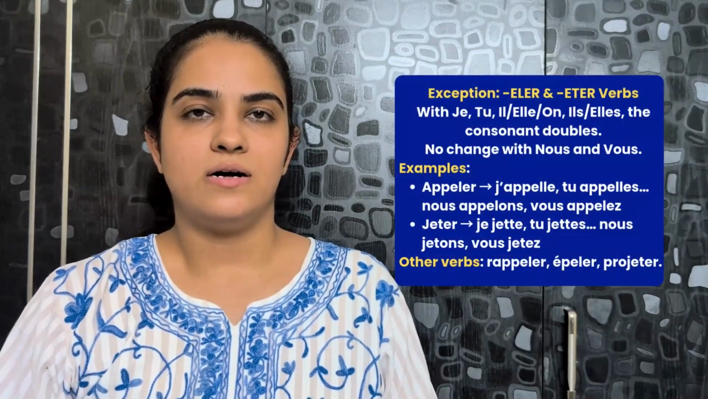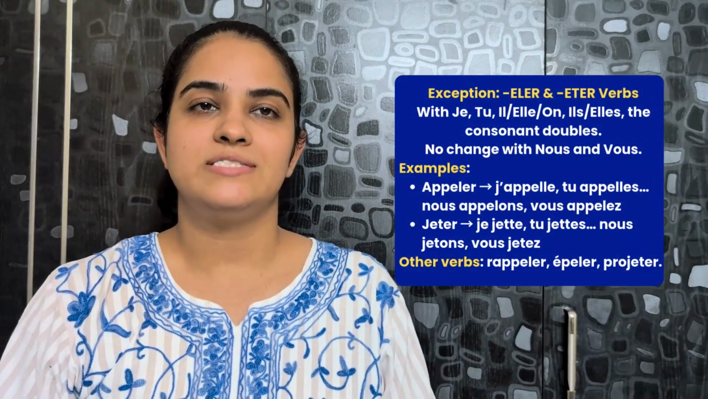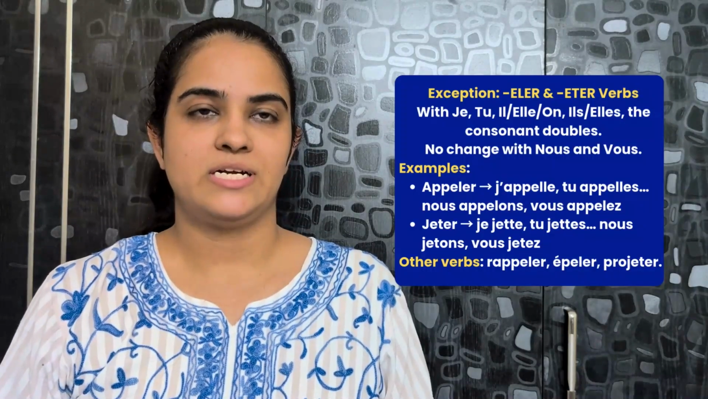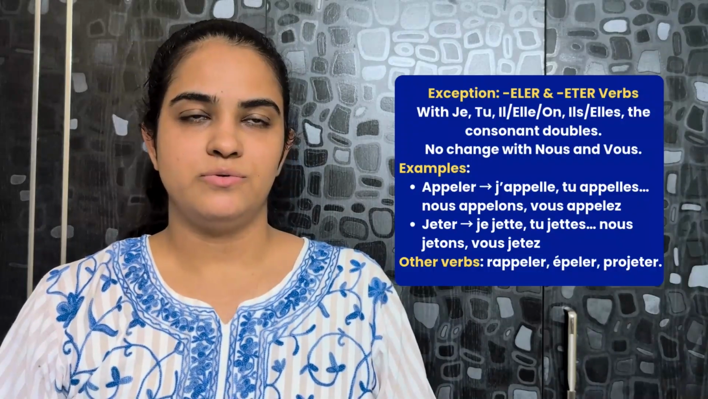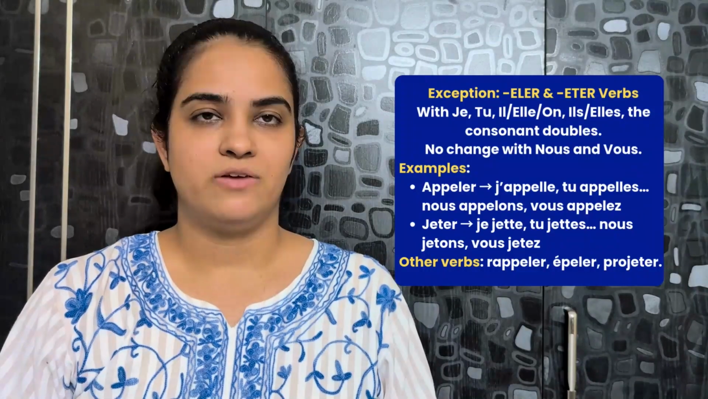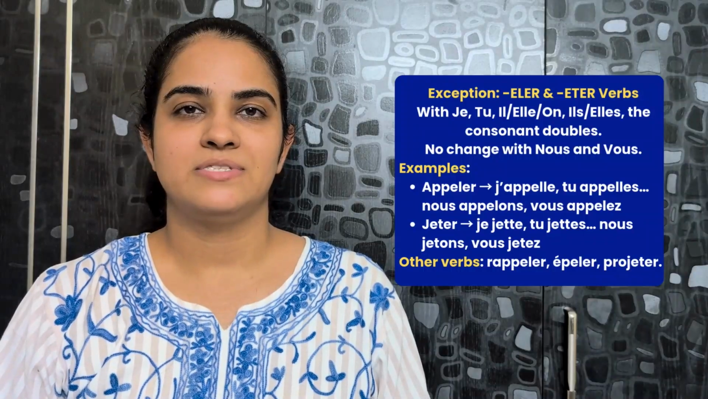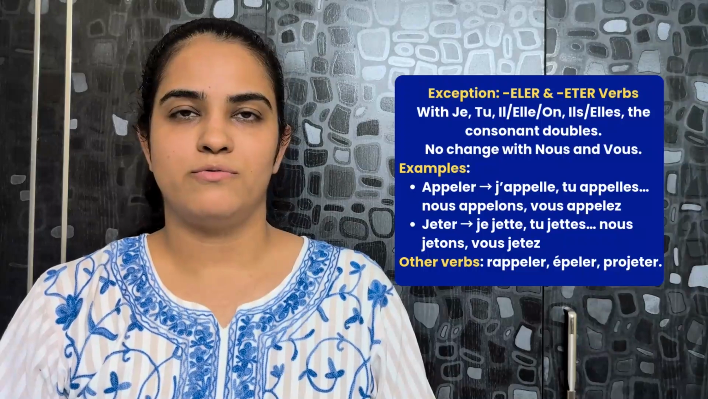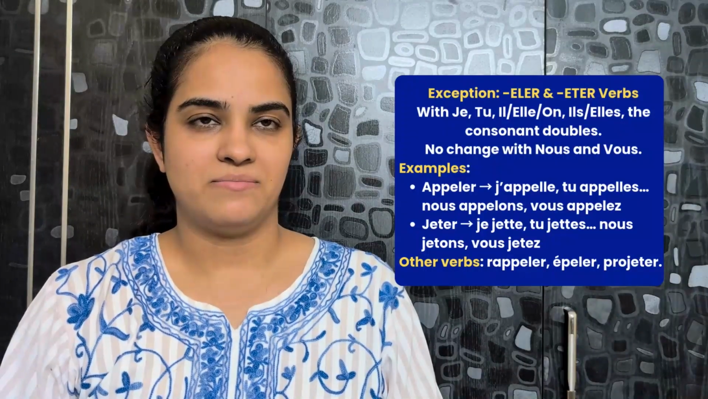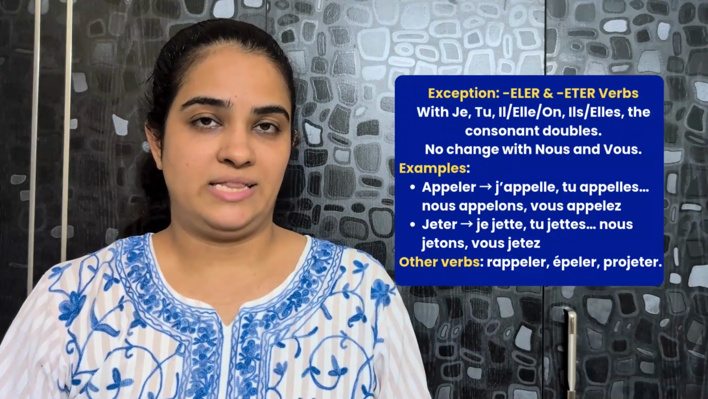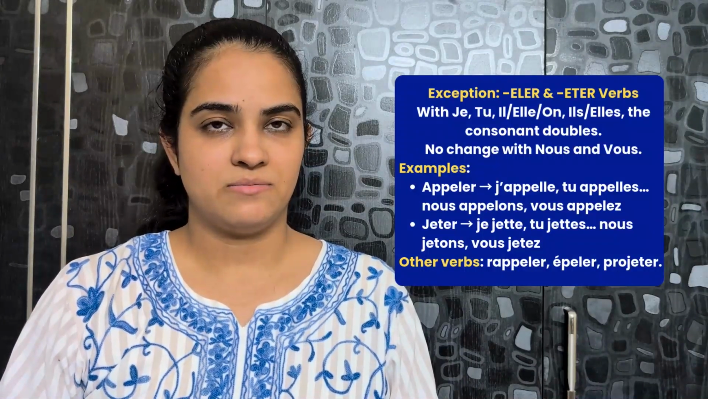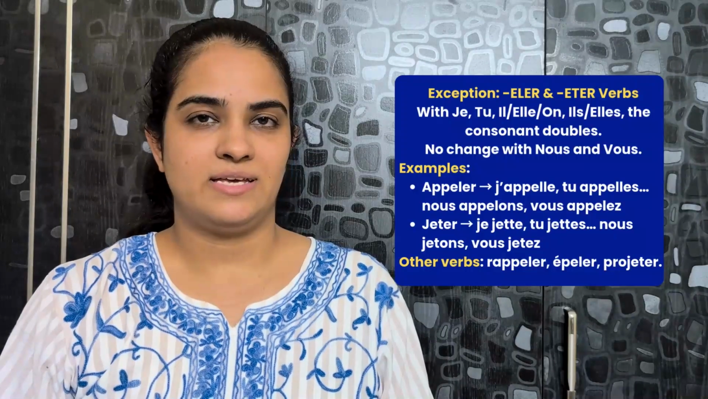The next exception is the verbs where the endings are ler or ter. In this case, the consonant between the two vowels doubles up with je, tu, il, elle singulier, ils, elles pluriel. For example, j'appelle, tu appelles, il, elle appelle, nous appelons, vous appelez, ils, elles appellent. Same with jeter, je jette, tu jettes, il, elle jette, nous jetons, vous jetez, ils, elles jettent.